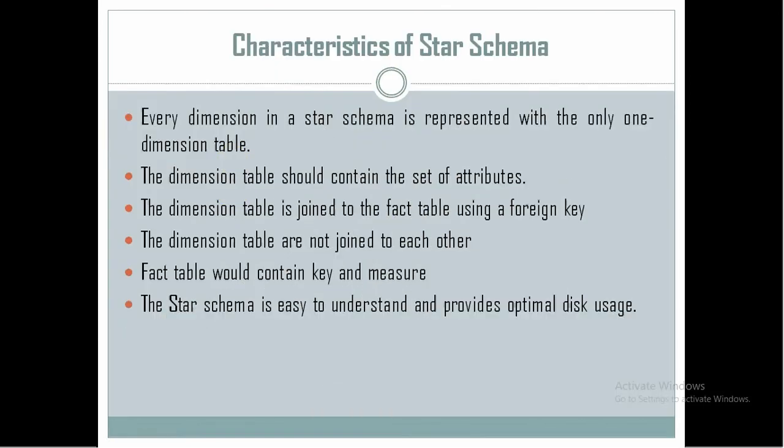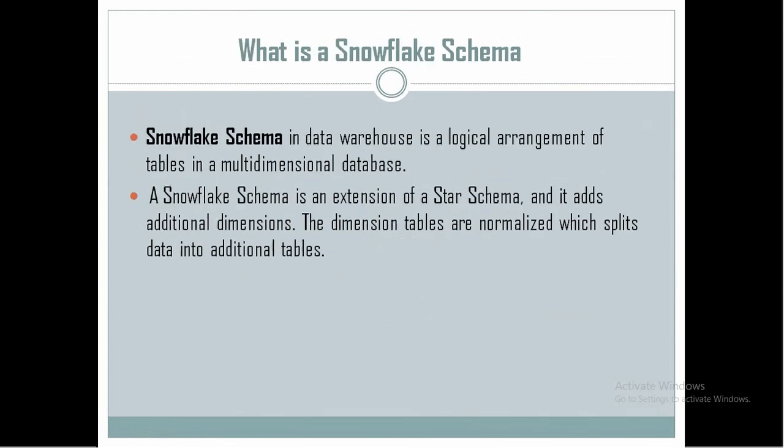These are the various characteristics of star schema. Every dimension in a star schema is represented with only one dimension table. Dimension table should contain the set of attributes. Dimension table is joined to the fact table using a foreign key. Dimension tables are not joined to each other. Fact table would contain key and measure. Star schema is easy to understand and provides optimal disk usage.